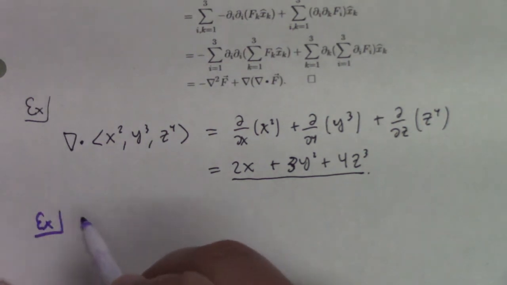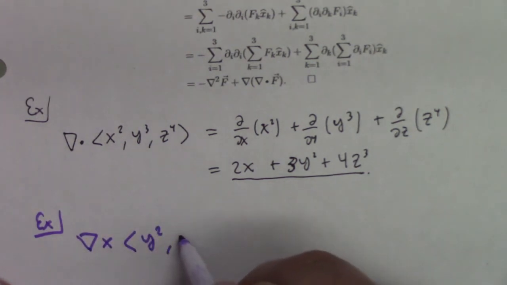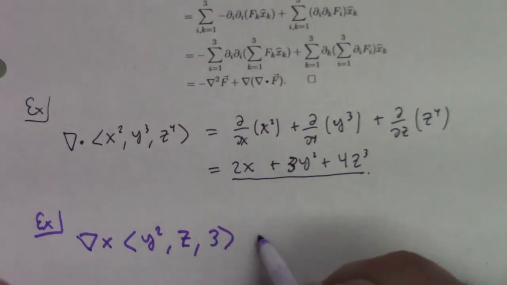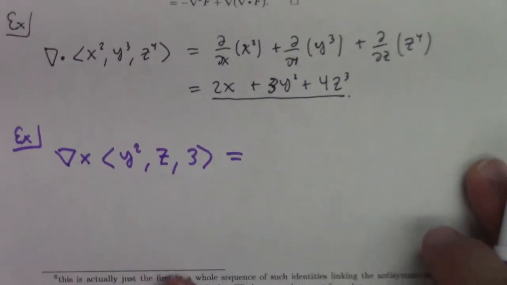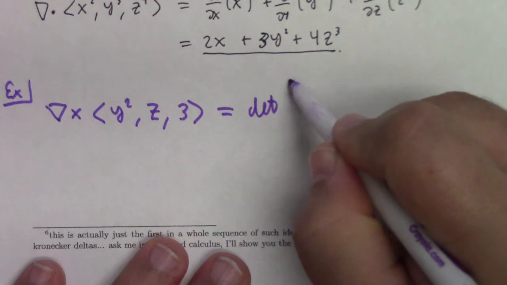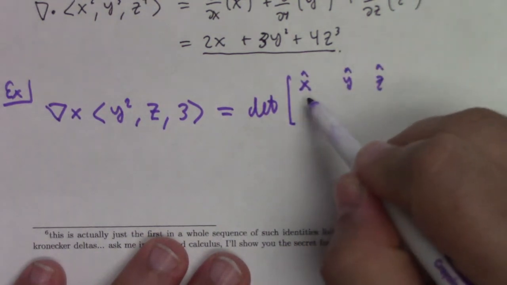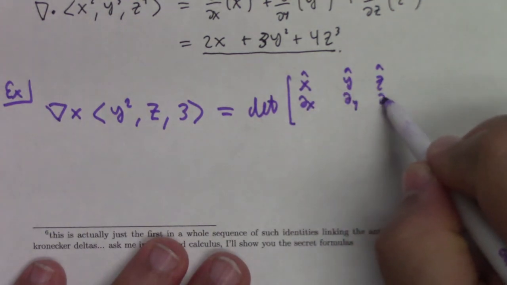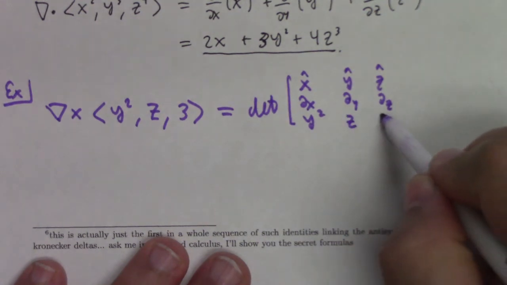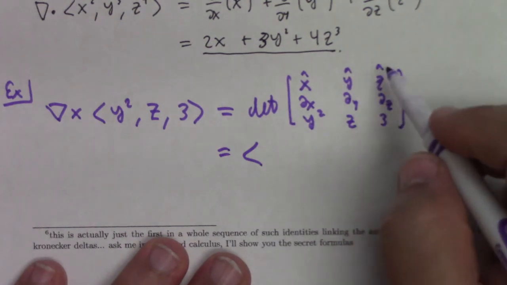But I'll do a curl example. Let's calculate the curl of, say, y squared, z, and 3. Here's a fun help for you. One of the mnemonics you can use, and this is in all the calculus books, you put x hat, y hat, z hat up here, then partial x, partial y, partial z, and then your vector field y squared, z, 3. You can think of the curl like that. And so what it really is, of course, is what I'm about to write.